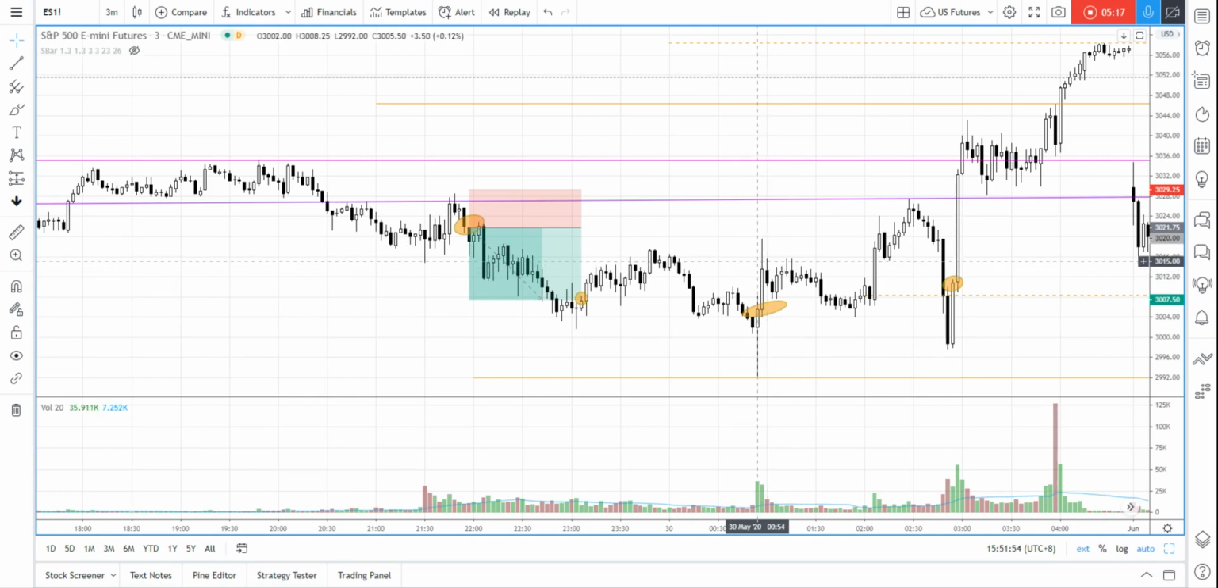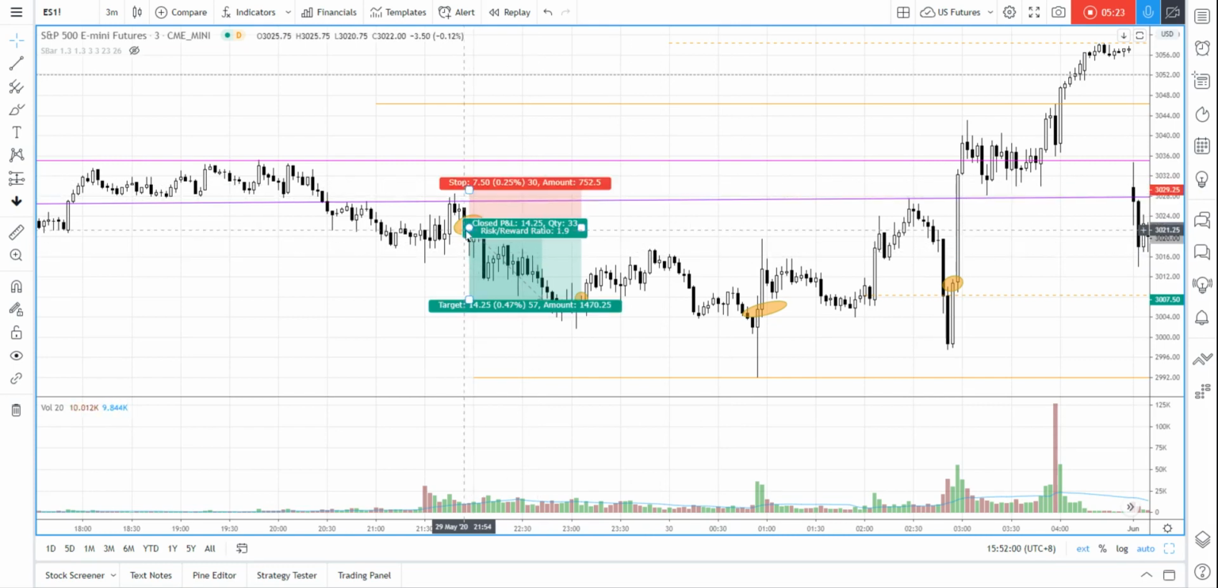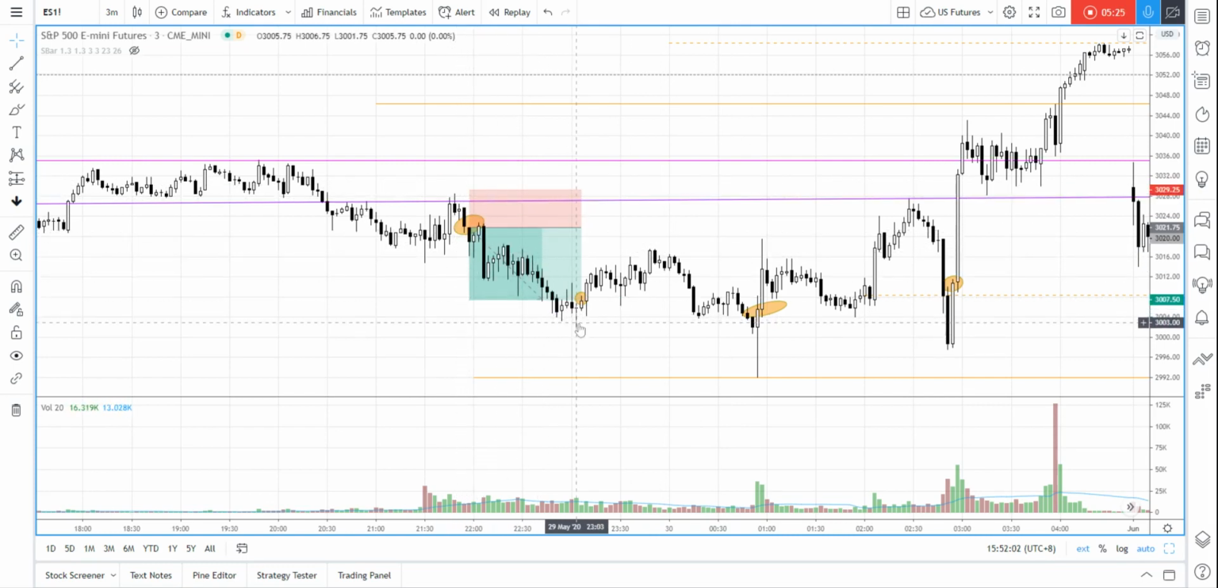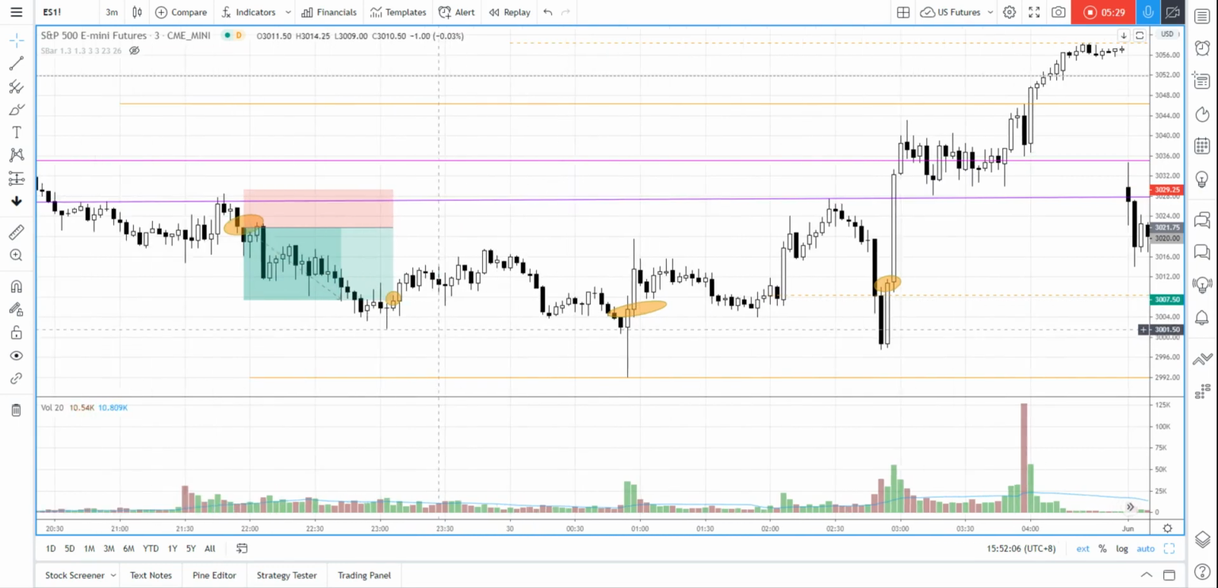And also it was very late already, so close to 1 a.m. my time. So this trade actually initiated here, short trade, and I actually covered around here. So this was my exit. You can see that we have a rejection here.